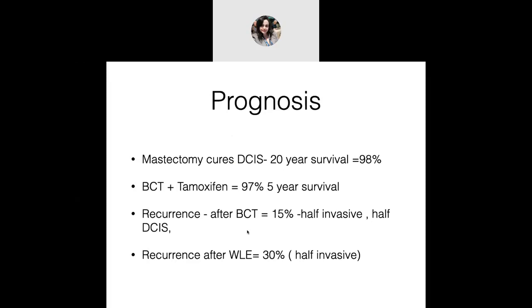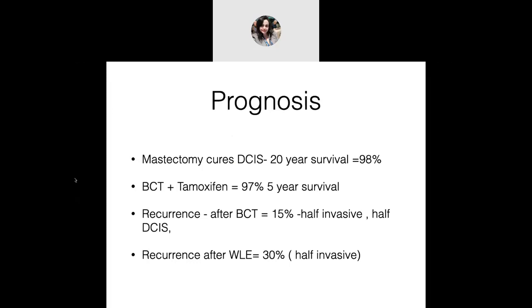Mastectomy cures DCIS. Twenty-year survival of 98% has been reported, so 2 out of 100 are dying, but DCIS doesn't kill them, and DCIS doesn't spread. It is a missed invasive cancer. A small focus of cancer has been missed, and that is what is responsible for death attributed to DCIS. So DCIS doesn't kill; a missed invasive cancer does. With 20-year survival at 98%, mastectomy is the cure.